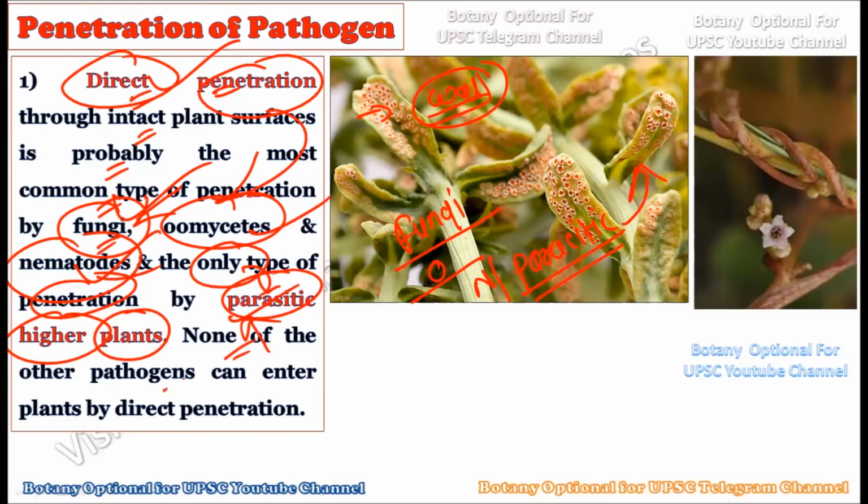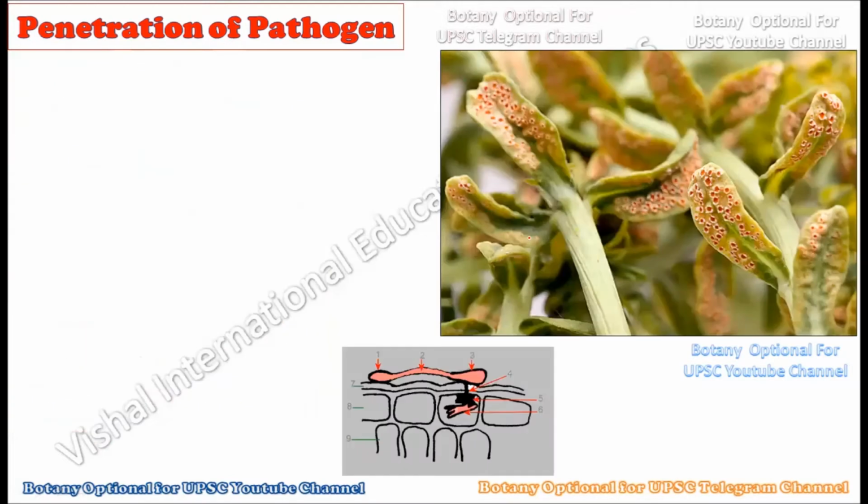Okay, none of the other pathogens apart from these can enter the plant by direct penetration, because viruses cannot make direct penetration, viroids cannot make direct penetration, and hence other pathogens will always require some different kind of entry within the plant body. But direct penetration is only achieved by the fungi, oomycetes, nematodes, okay, and the parasitic higher plants, right?